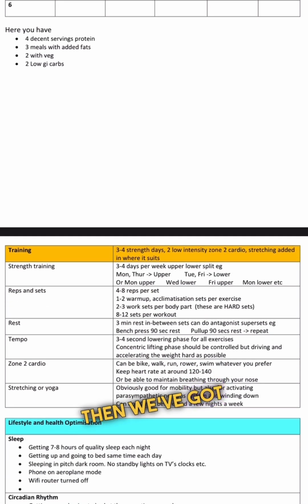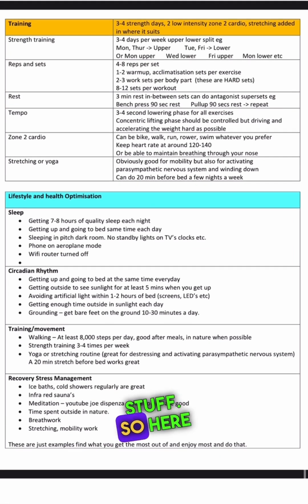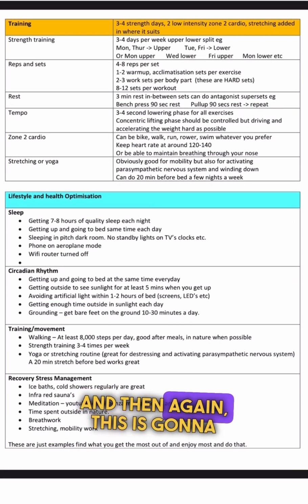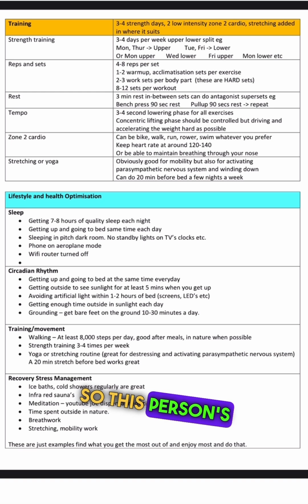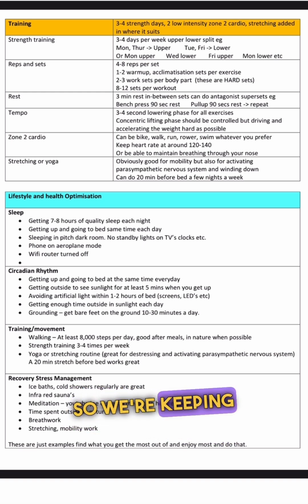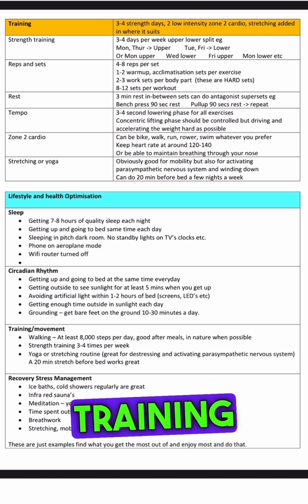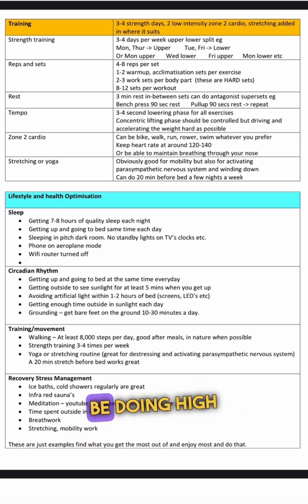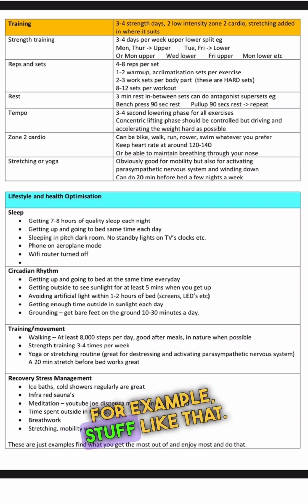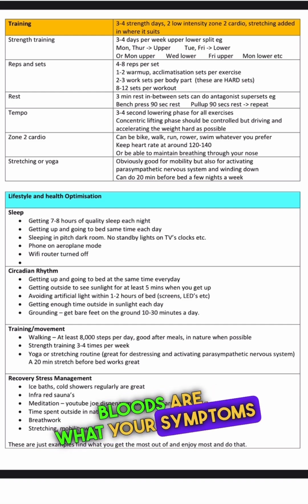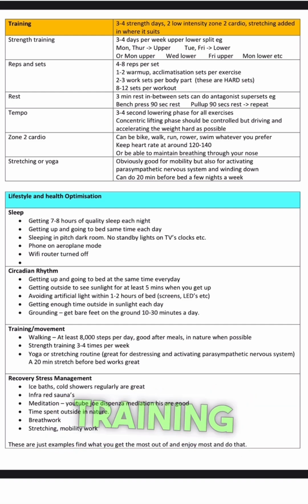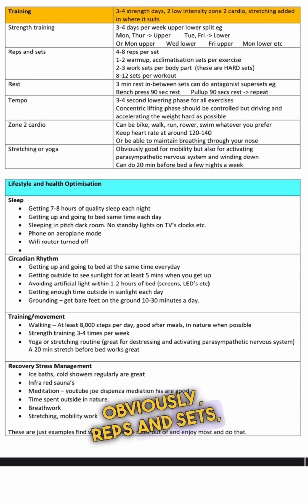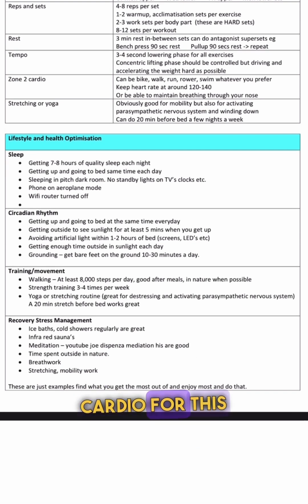Then we've got the training and lifestyle stuff. So here, and again, this is going to be dependent on what you've done before as well. So this person's already training 3 or 4 days a week. So we're keeping to that and the style of training too. So if you have gut issues, we're not going to be doing high rep sets, for example, stuff like that. So depending on what your bloods are, what your symptoms are, would be depending on the type of training we're doing. So there's a breakdown, obviously reps and sets, rest, tempo, and then we're adding in some cardio for this person, low intensity cardio and some stretching.